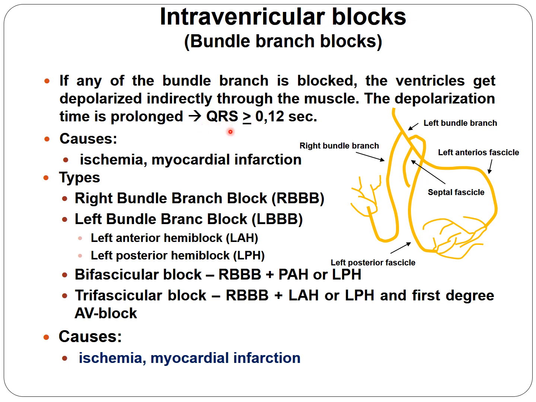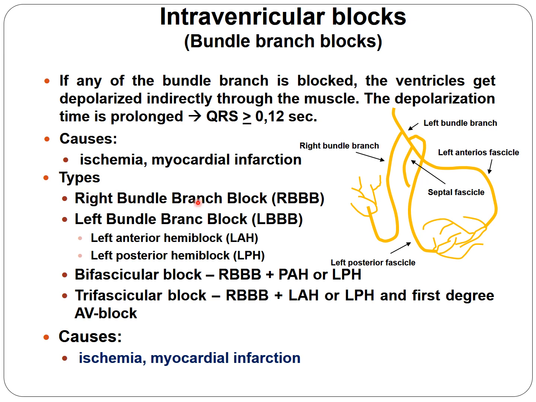So generally speaking, when the width of the QRS is equal to or higher than 0.12 second, meaning 3 millimeters, we are talking about bundle branch blocks. The cause is mostly ischemia or myocardial infarction. The type of the blocks is based on which bundle is missing.